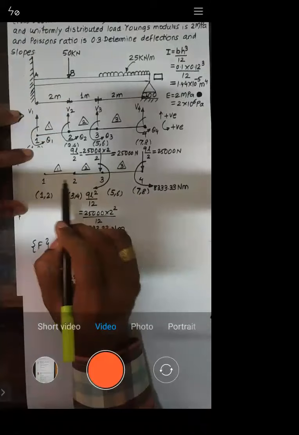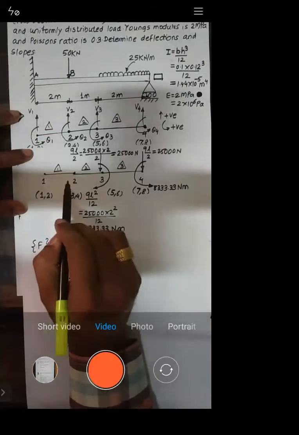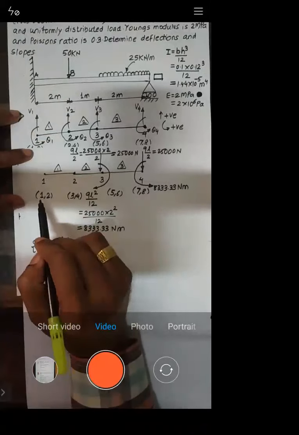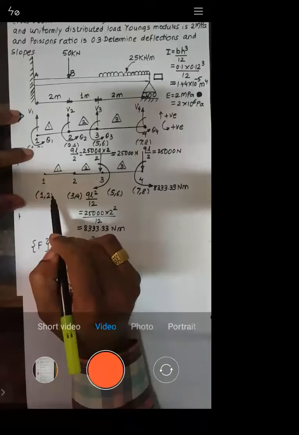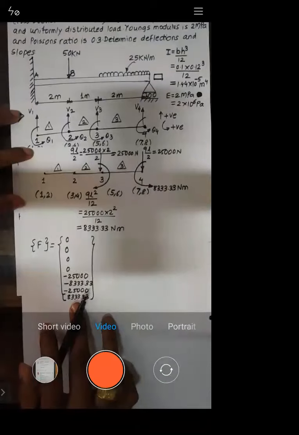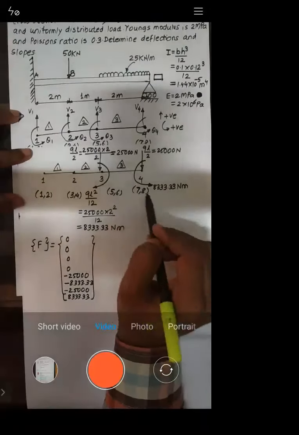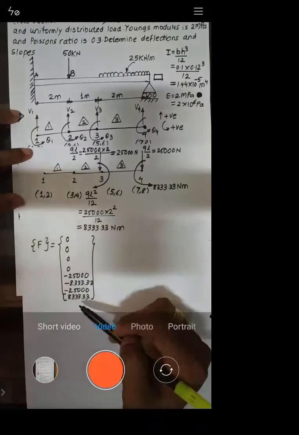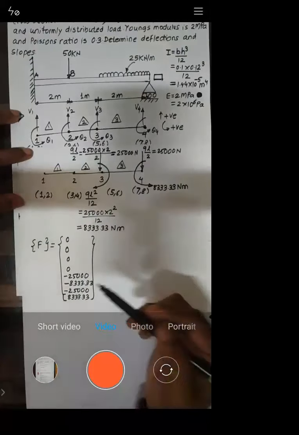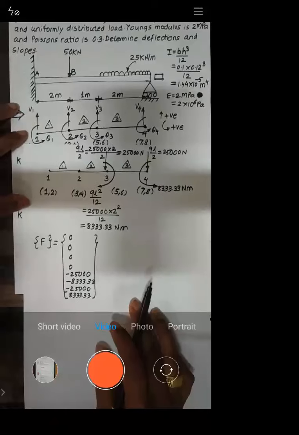See, for the initial two nodes, 1 and 2, there is no force or moment which you have converted from uniformly distributed load to point load. So these 4 terms are 0. Now if you go for 5, 6, and 7, 8, these terms will be as shown. Is it okay with this one? Yes, sir.